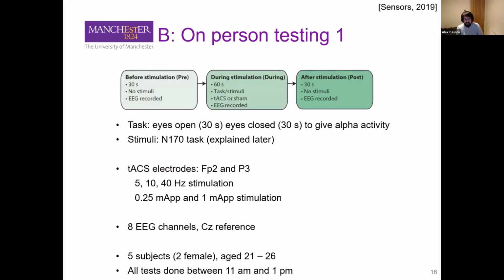So if we then move to on-person data, this is the second method of testing. Firstly, we did a very simple, again, like in the last presentation, eyes open, eyes closed task, because this gives, in EEG terms, a lovely big signal that we know is going to be there, and we can just have a look, essentially.